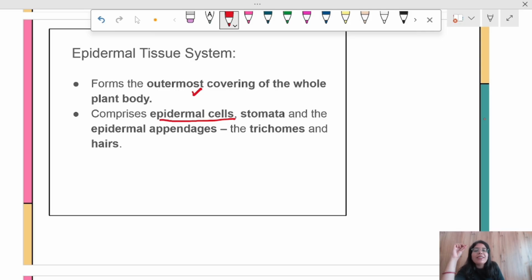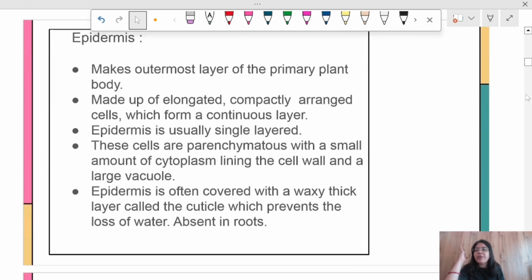Okay, so epidermal cells, then on epidermis you will see some specialized cells which are there for gaseous exchange and transpiration. So you will be studying about that structure which is called stomata, right? And then there are certain extensions, certain appendages which you can observe on epidermis. They are called root hairs and stem hairs or trichomes. Okay, so you will be studying about these epidermal appendages. So these are the structures which you have to study. Let's study about epidermis first.